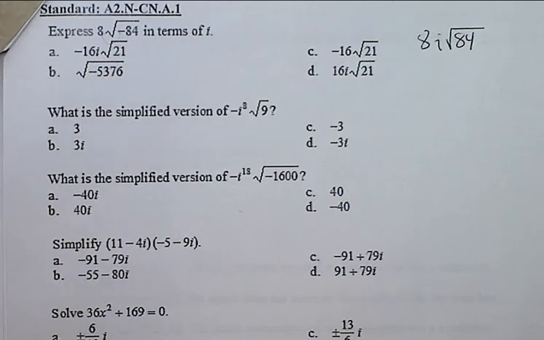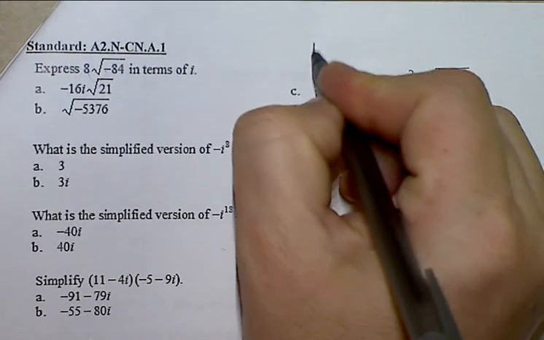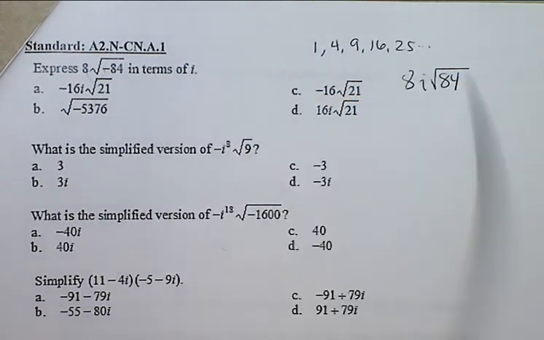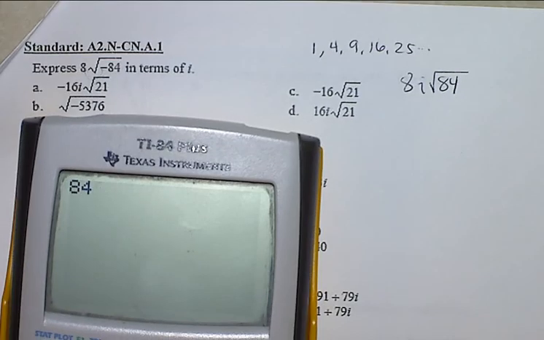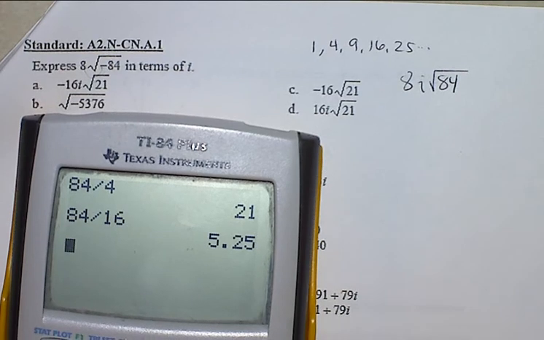Now you need to determine what is the highest perfect square that divides into 84. And if you've forgotten what perfect squares are, 1 squared, 2 squared, 3 squared, 4, 5, and so on. So I want to figure out what is the largest number that goes into 84. So I'm just going to start trying numbers. I'm going to divide by 4. I can see 4 works. I'll try 16 to see if 16 works. 16 does not. I believe 4 is probably the largest one when I look at 21 here.